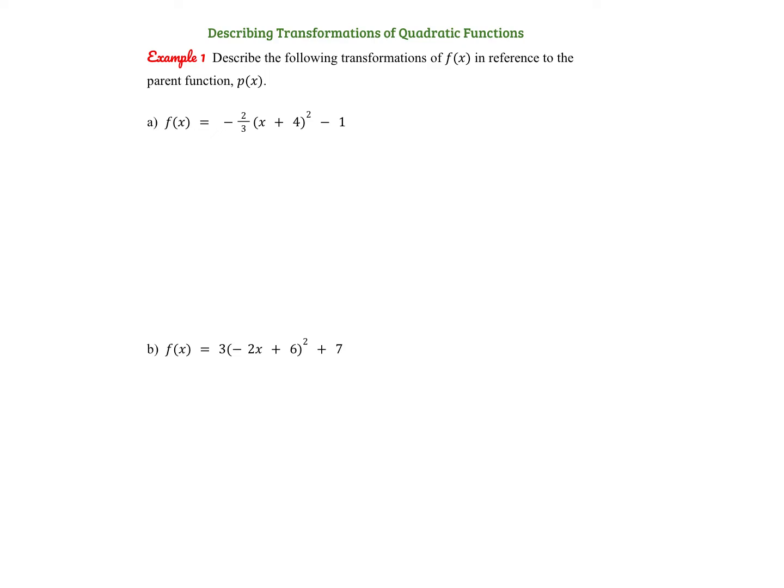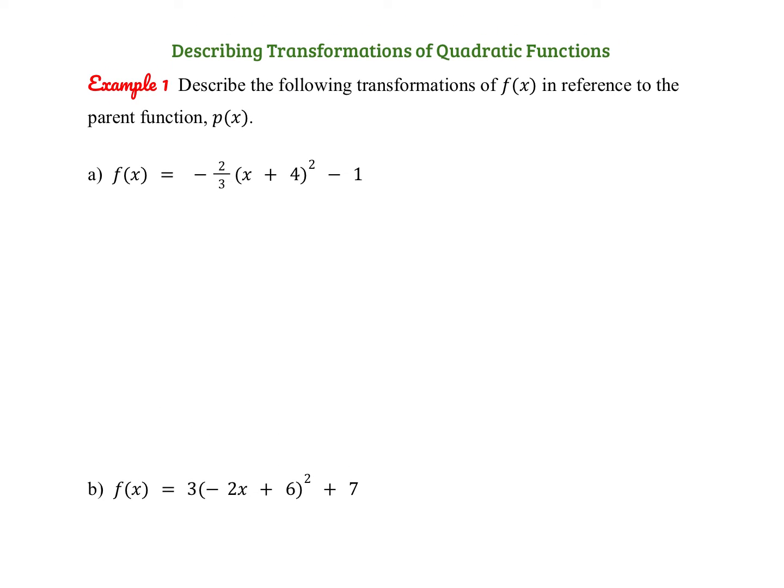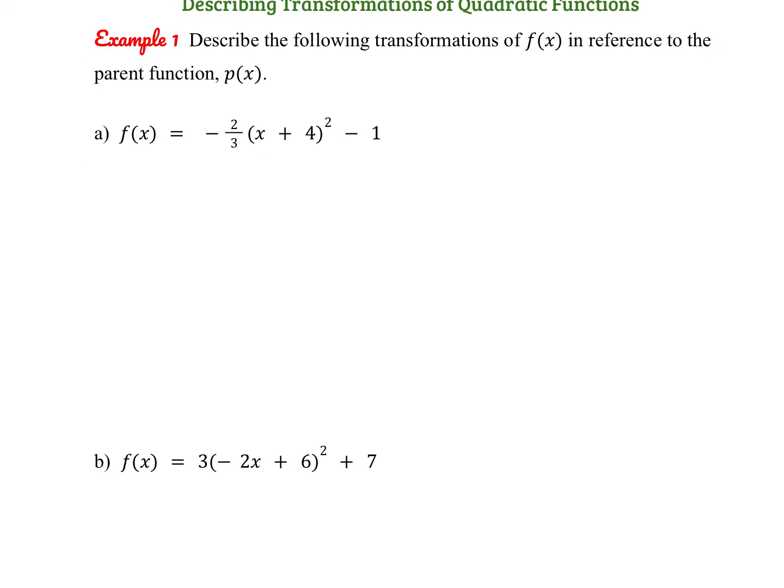All right, so we're going to do a little bit of review of what we learned last unit and see if we can describe the transformations of f of x in reference to our parent function, which is just x squared. So if you look at this first example, example A, see a couple different things here. The first thing I notice is out front we have a negative, so that is going to be a reflection, and it's a vertical reflection, so that's over the x-axis.